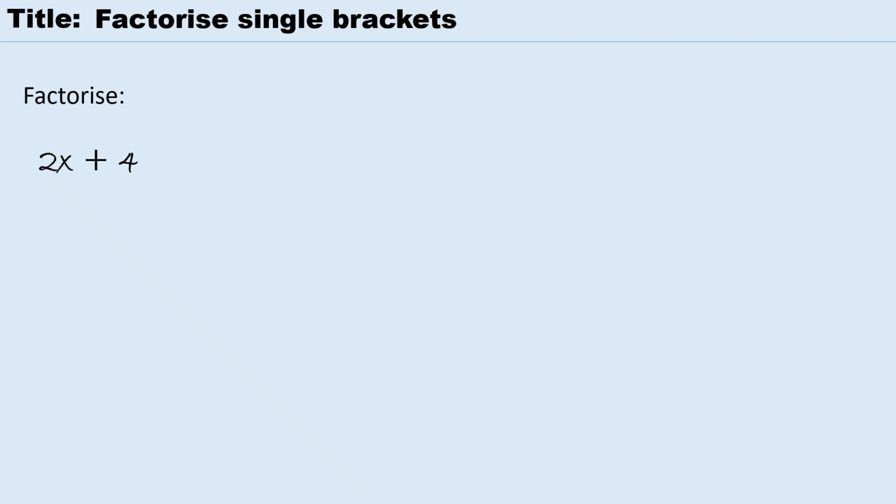How to factorize 2x add 4. Step 1. Identify the highest common factor. The highest common factor of 2x and 4 is 2.